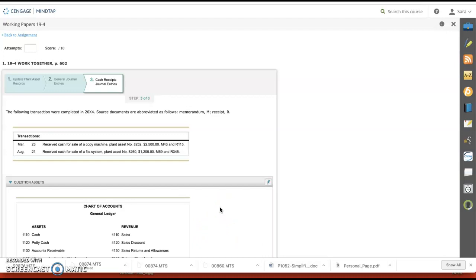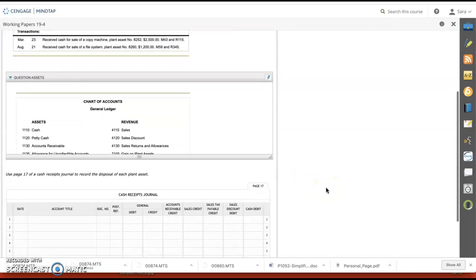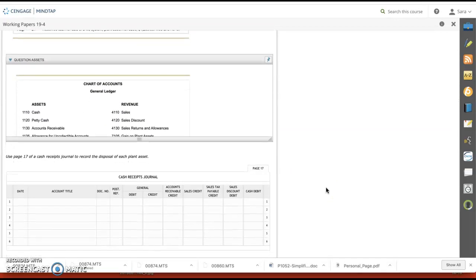And then we'll do our last step here. So the following transactions. So we have the same two ones. And so now we are using page 7 of our cash receipts to record the disposal of each plant asset.